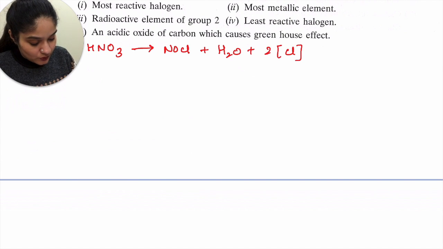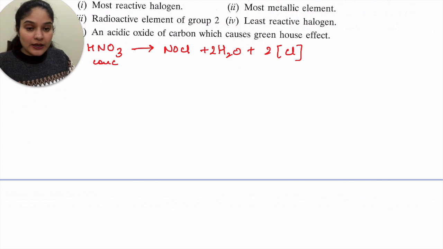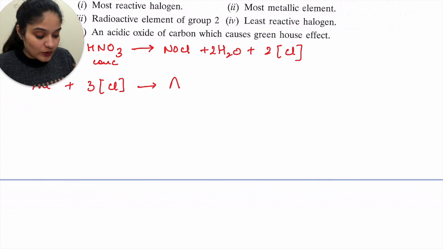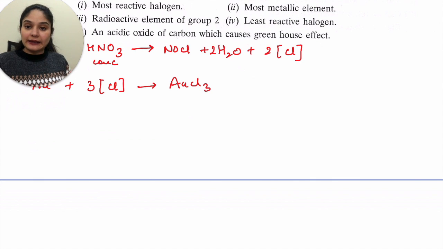Now let me just quickly balance it out. I think I just missed water. So twice of water, and that's it. Now you have to mention that both of the acids are concentrated. Then you go ahead and use that nascent chlorine to combine with gold. So you will get Au plus 3 nascent chlorines, which give you AuCl3, and that's it.